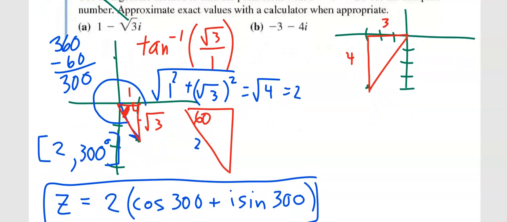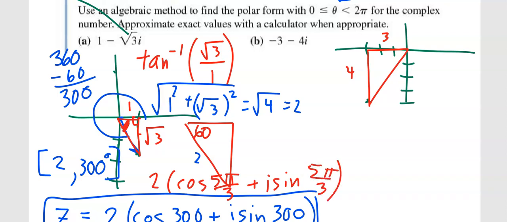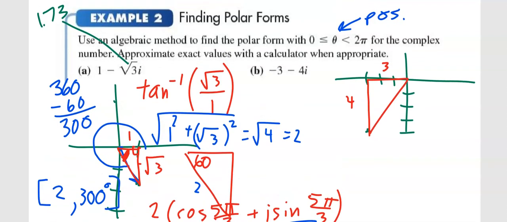Could I change that last question and use 5 pi over 3? Could we have written that as 2 cosine 5 pi over 3 plus i sine 5 pi over 3? Sure, I could have. But for argument's sake, I think what we're going to try to do is stick to degree measures for a lot of these questions.